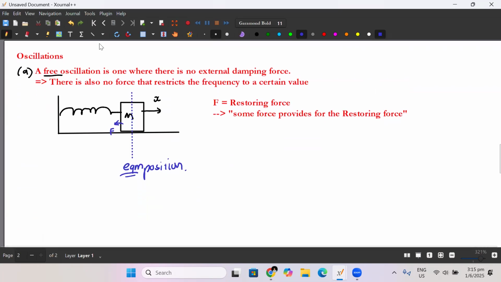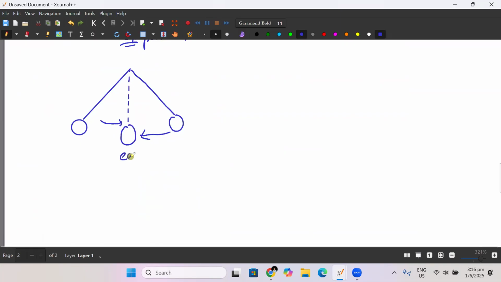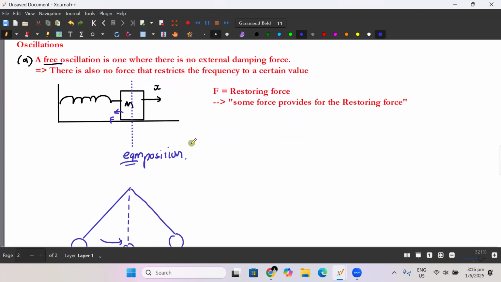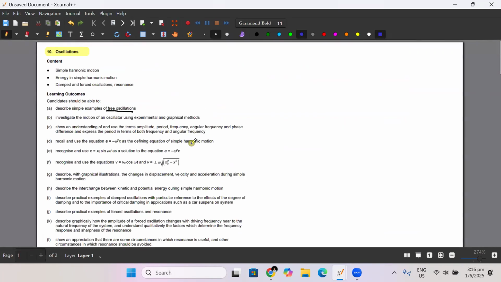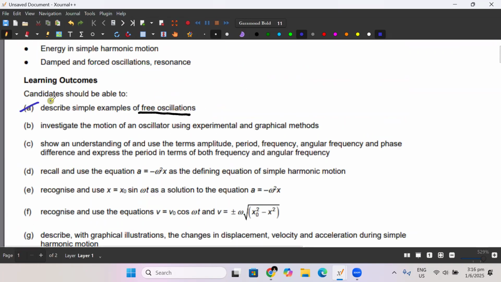Now, I'll give you another one. This one is an approximate free oscillation: your simple pendulum. If you let the pendulum swing, it will go all the way to the other side and swing back. And here, this is the equilibrium position. There are many examples of free oscillations. I think we are done with learning objective A.